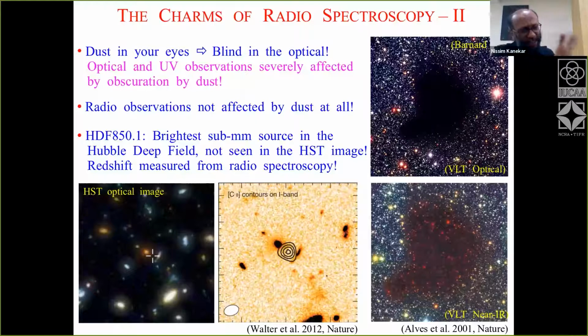You have to go really, really deep to detect them. And for some of them, even after going really deep, you don't detect them in the optical and UV. But you see them really bright in the radio and the sub-millimeter. So that's an example where the radio really does spectacularly well because it can overcome dust extinction.